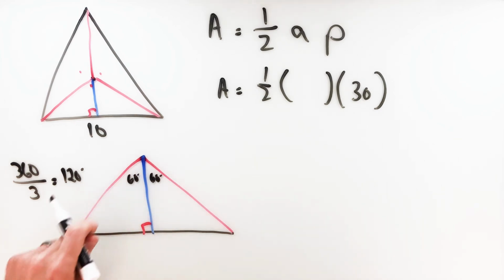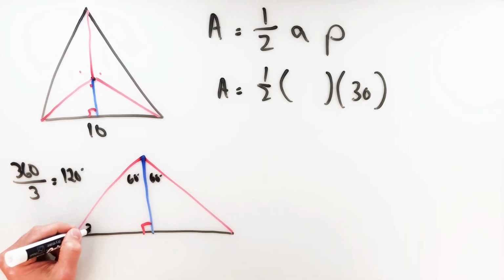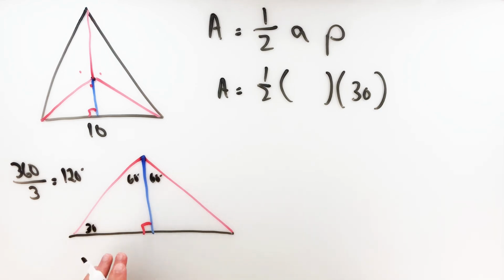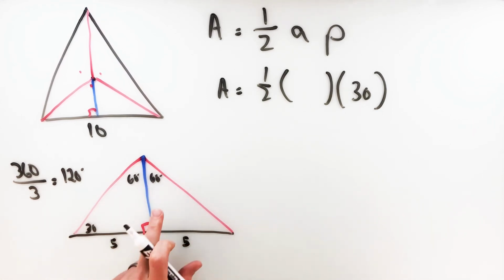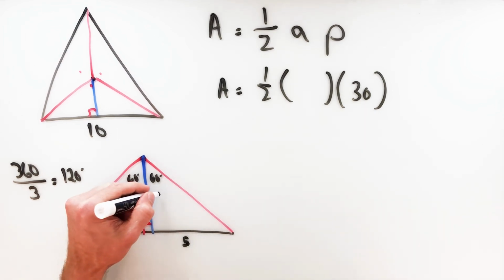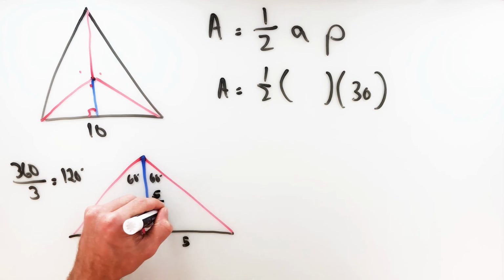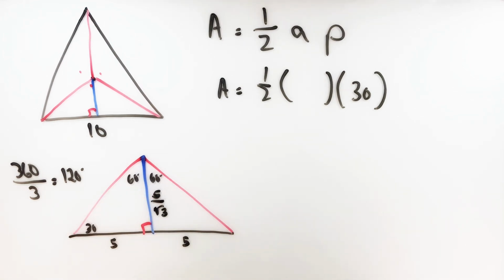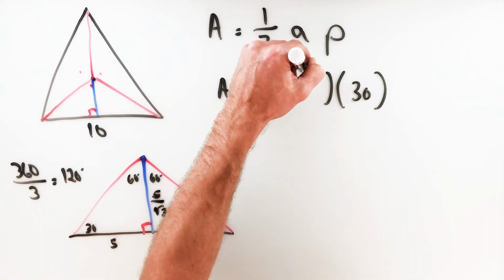So once again, I've got a 30, 60, 90. The whole base is 10, so cut in half, I've got 5 and 5. My short leg is my apothem, my long leg is 5. I want the apothem, so I'm going from the long leg back to the short leg. If you remember your rules again, long leg back to short leg is divided by the square root of 3. So my apothem here is 5 over root 3. Once again, you can rationalize if you want. I'm just going to leave it as 5 over root 3.